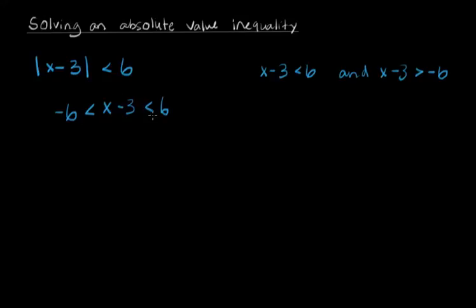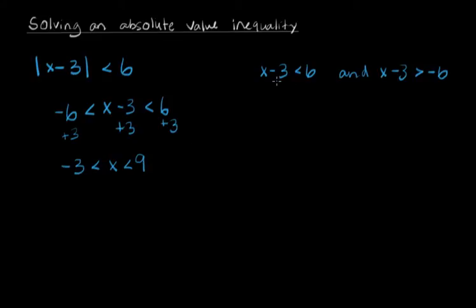Now, if you have it as just one long inequality, you can add 3 to all 3 parts. And then you'll get -3 is less than x, which is less than 9. So x is trapped in between -3 and 9.